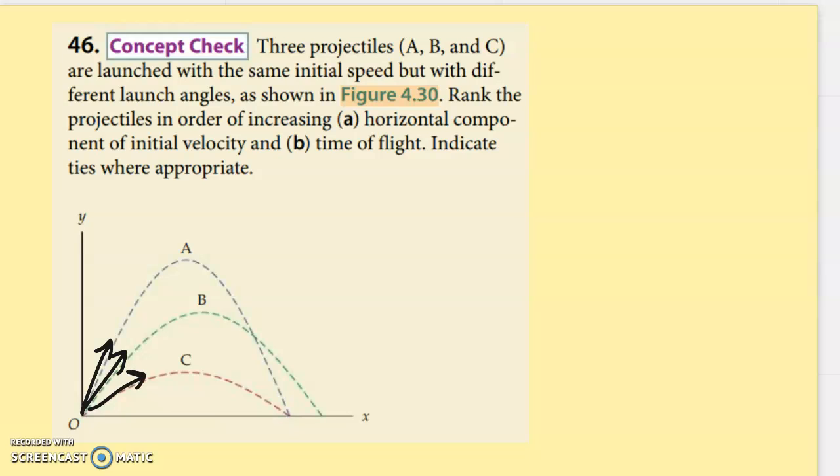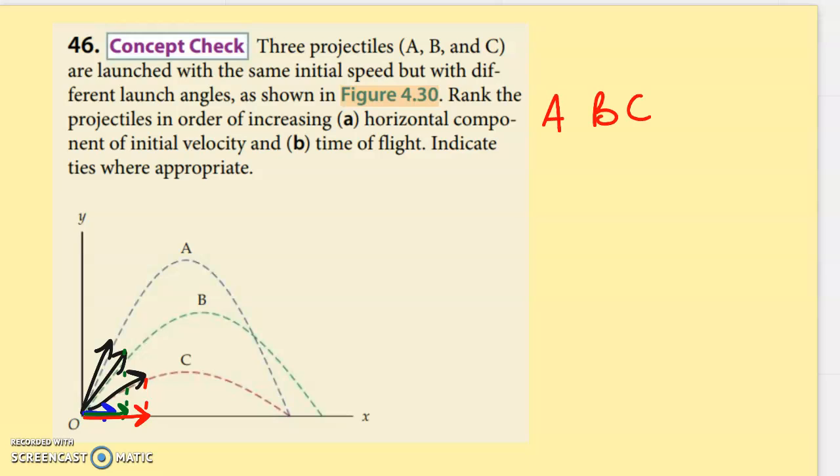I tried to draw all those arrows the same size. But do you see something? A's x component is not very big. B's x component is bigger, so I'm drawing it right underneath the tip of the arrow, and C's is the biggest of all, so it's all the way to there. So if I were to rank them in terms of horizontal component of initial velocity, increasing, I'd say it was ABC.